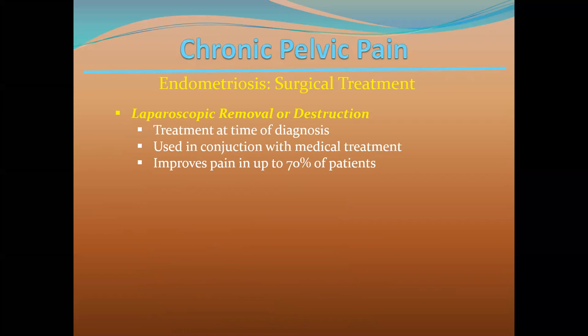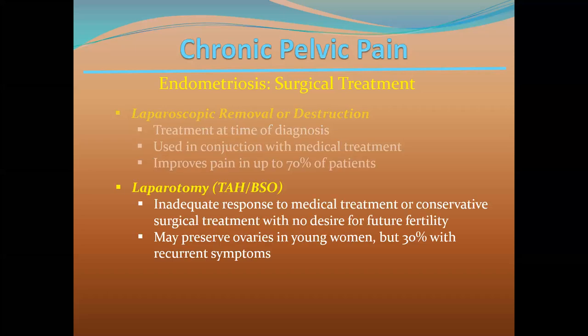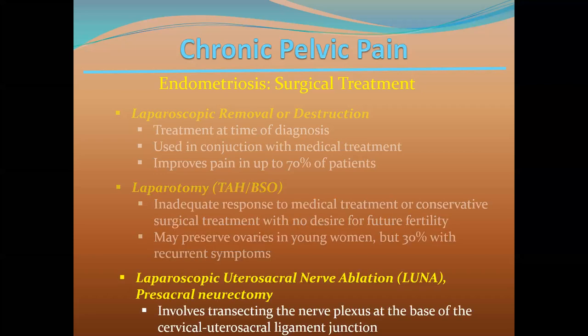For surgical treatment, laparoscopic removal or destruction: you remove the endometriotic spots and destroy them. At that moment you can also do LUNA, laparoscopic uterosacral nerve ablation, fulguration, where you burn that area, which reduces pain severity. If medical treatment has failed, you may have to do a hysterectomy. LUNA involves transection of the nerve plexus at the base of the cervical or uterosacral ligament junctions.